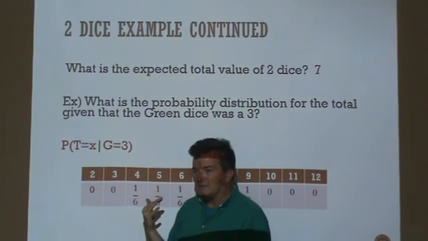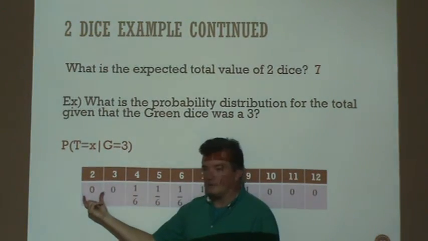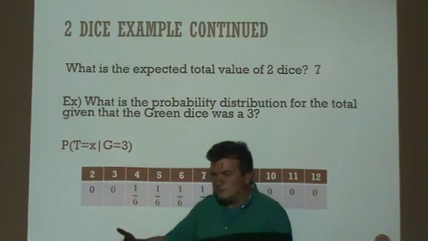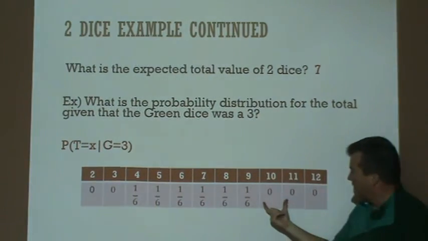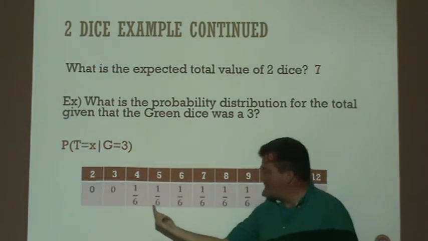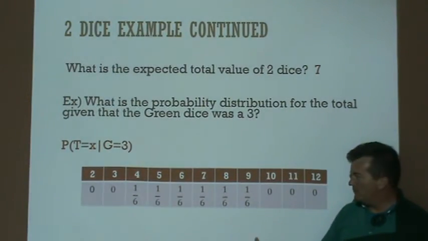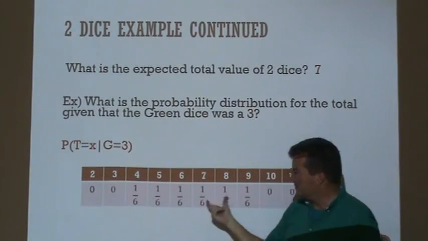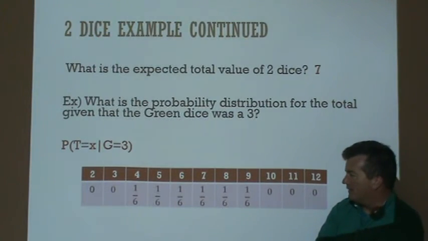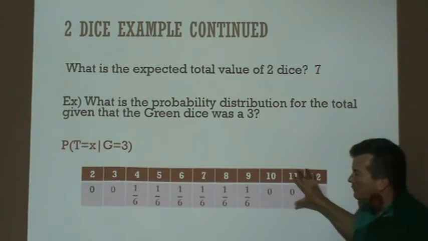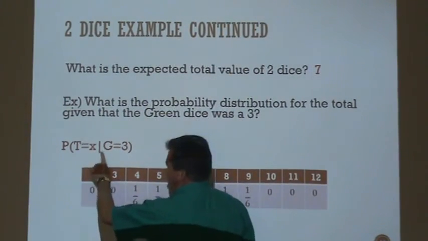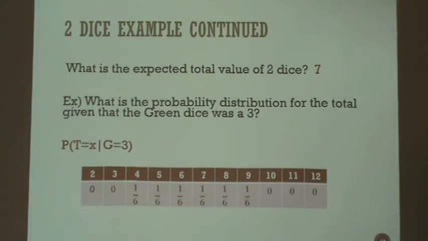That would actually change things, right? Because now it's impossible to get a total of 2 if one of them's a 3. It's possible to get a total of 3 if one of them's a 3, because the other one has to be at least 1 through 6. You can't get anything 10 or higher, because one of them's a 3, it can only go as high as 9. And now these become 1/6 each, all the numbers in between. There's a 1/6 chance of a 4, 5, 6, 7, they all have 1/6 chance, once you're told that the green one came out a 3. So this is the conditional probability. It's the probability distribution for the total, given the condition that the green one came out 3.